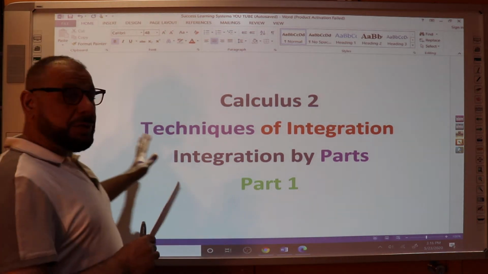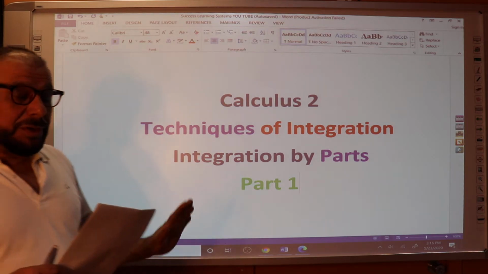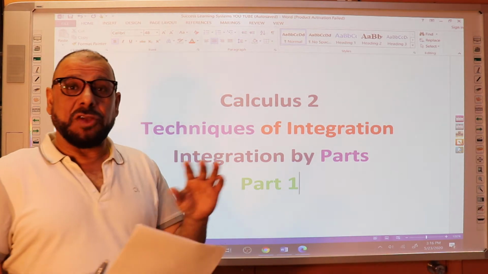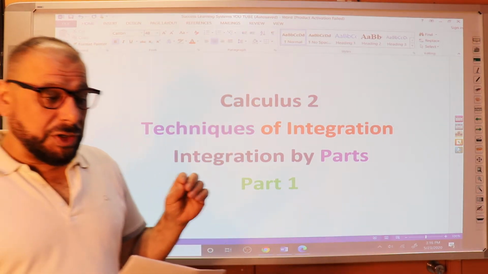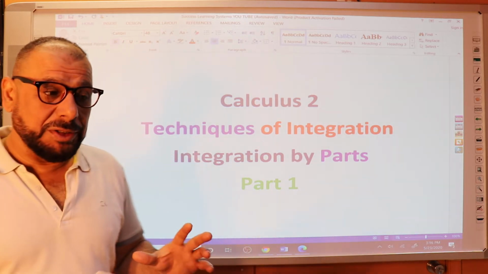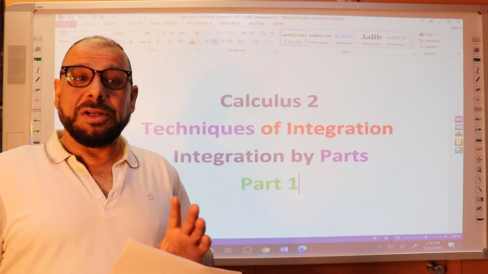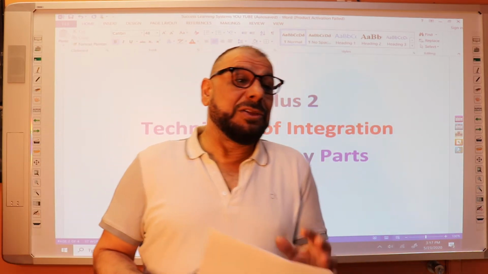Today we have a new technique of integration. We call it integration by parts. But I promise, as before, I will make a summary for the techniques of integration, which is the trig substitution. I'm preparing that summary. It's going to be very nice for everyone.